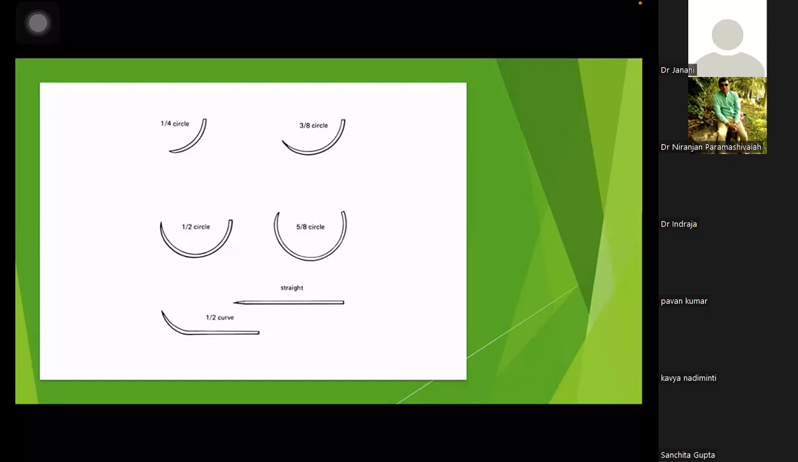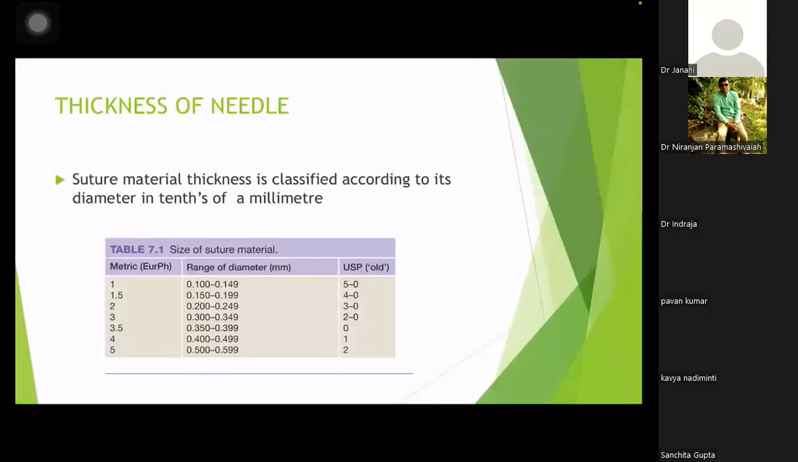So the trauma, the skin cut through, will be less in reverse cutting. If you look at the body, the triangle's sharp point will be pointing away from the surface, so that if you take a skin suture, the cut through will be less in reverse cutting. If you see the cross-section image, you will understand better. That is the one difference between cutting and reverse cutting.